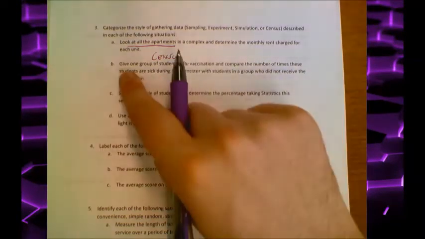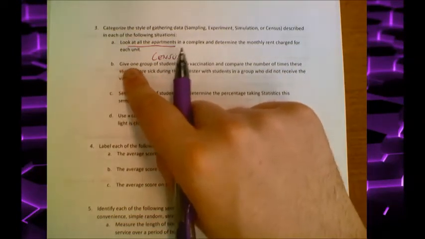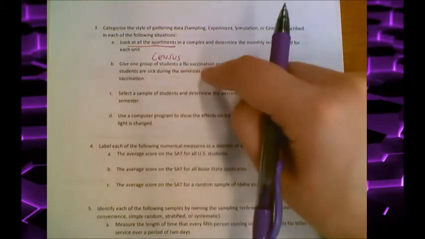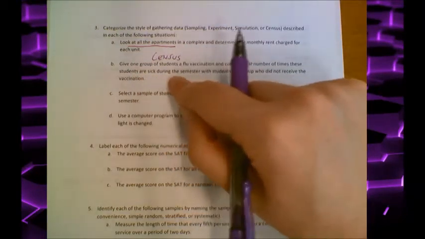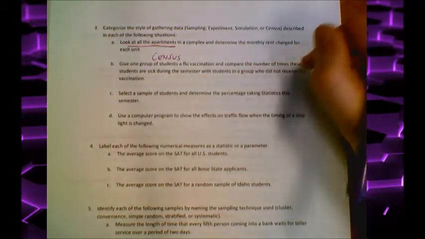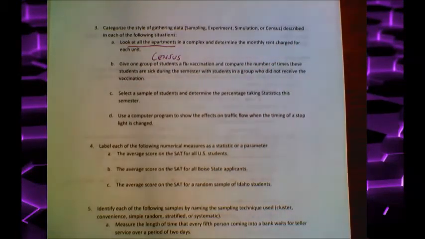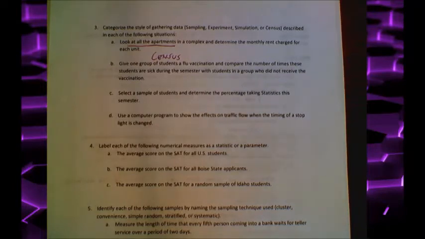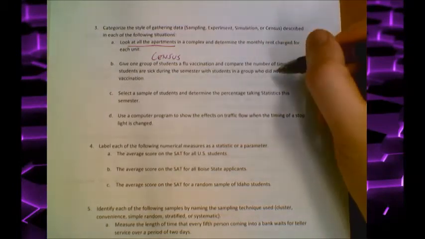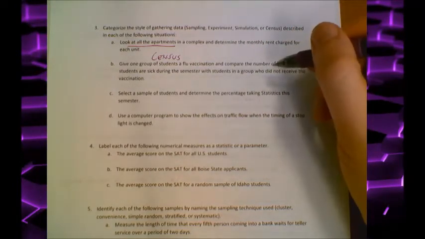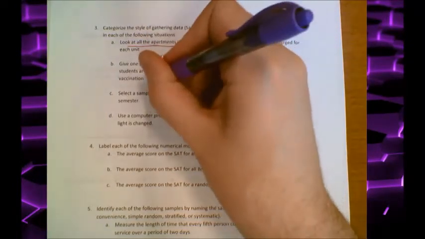For part B, I want to give one group of students a flu vaccination and compare the number of times these students are sick during the semester with students in a group who did not receive a vaccination, right? So this is classically an experiment. The big thing that I'm seeing there is I have two different groups. It could be more groups, but I'm giving them each a different treatment. One gets a flu shot, one does not. So those are two different things, and they're looking at the difference there. That's a pretty classic experiment.